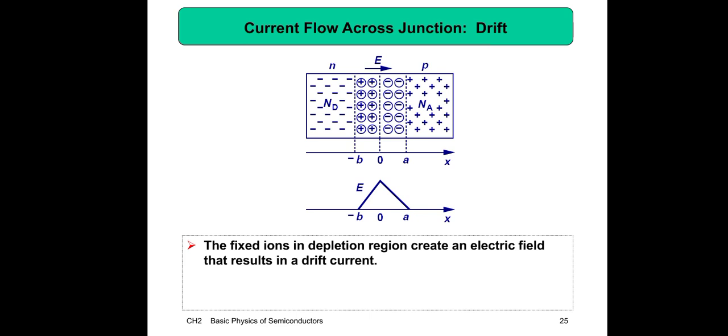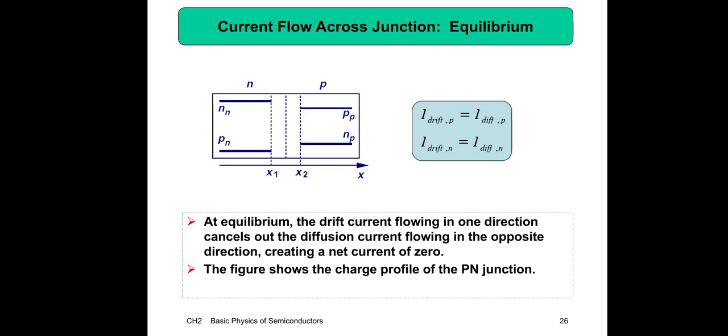Current flow across junction: drift. The fixed ions in the depletion region create an electric field that results in a drift current. ठीक है, इलेक्ट्रिक फील्ड प्रोड्यूस होगा जिसकी वजह से एक ड्रिफ्ट करंट जनरेट होता है। Current also flows across the junction at equilibrium. At equilibrium, the drift current flowing in one direction cancels out the diffusion current flowing in the opposite direction, creating a net current of 0.